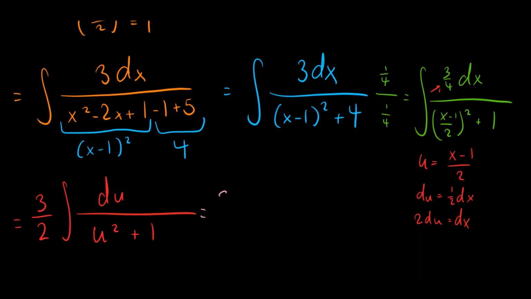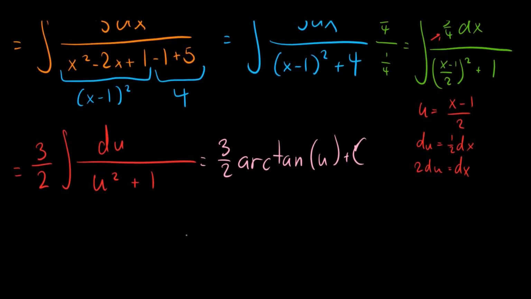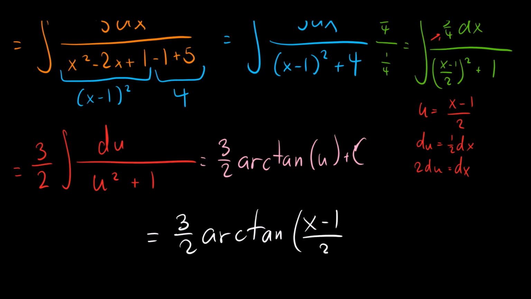And now this is a very, very simple antiderivative. This is just going to be 3 over 2 times arctangent of u, plus c of course. And if we plug in whatever our value of u was, namely x minus 1 over 2, then that leaves us with the final answer of 3 over 2 arctangent of x minus 1 over 2 plus c.